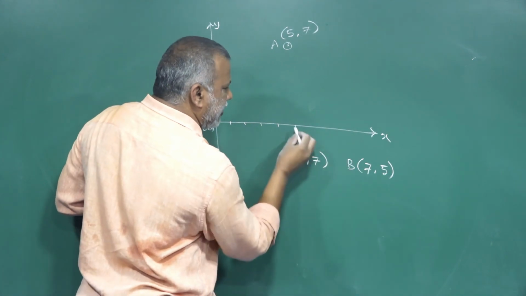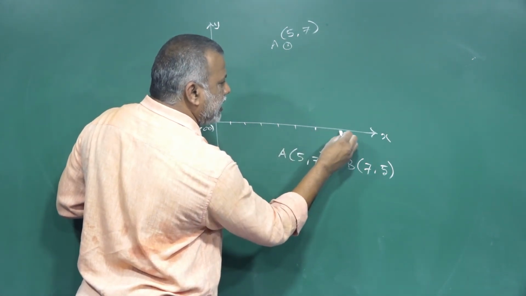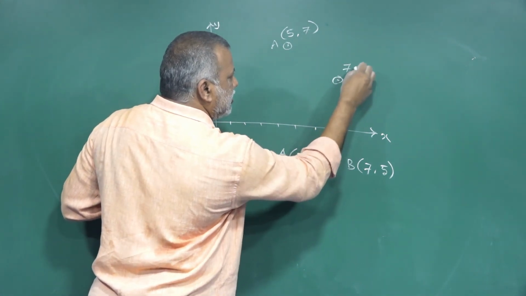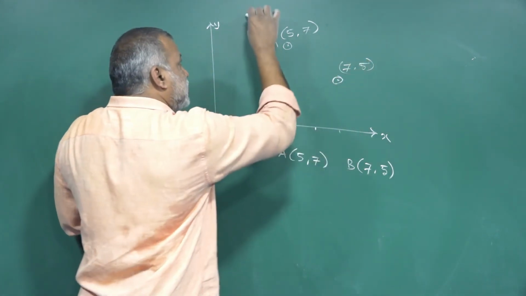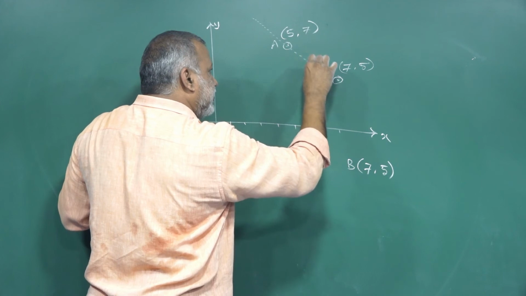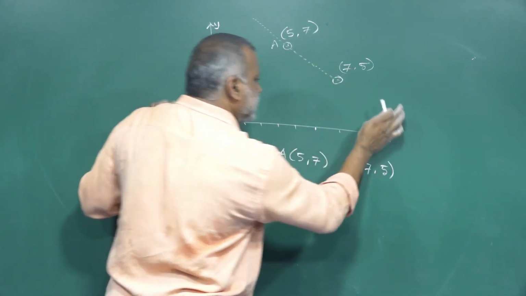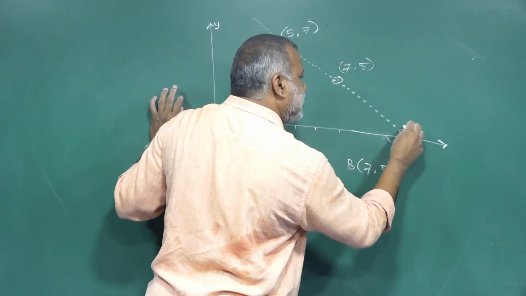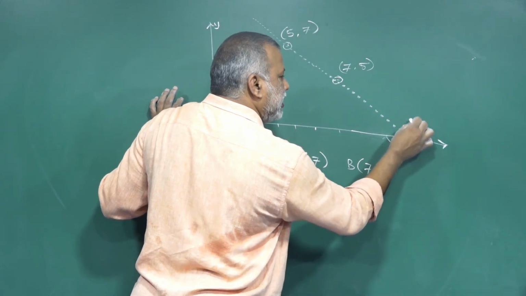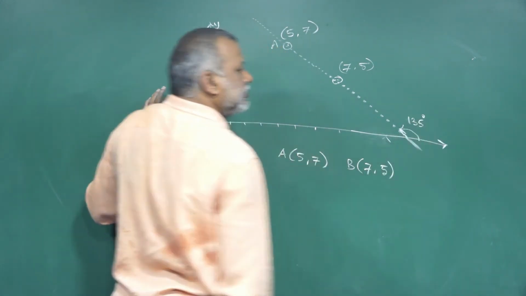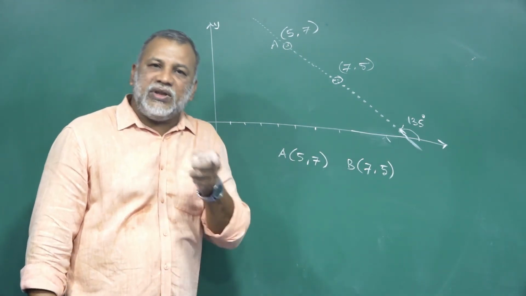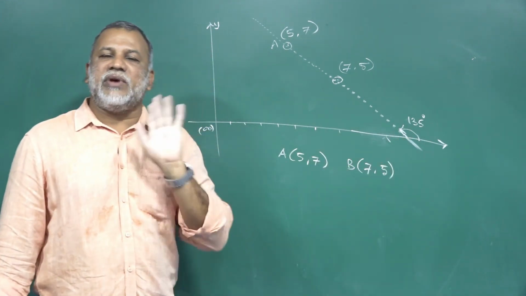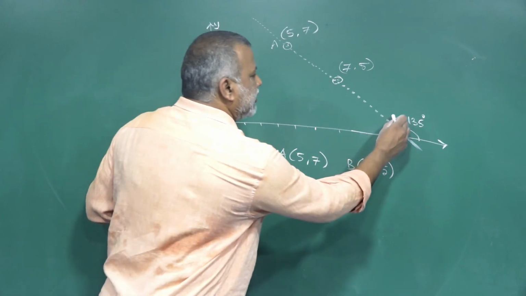Then another one is 7, 5. After this, 2 units, say 7 here, and 5 means less than this one. Say this is 7, 5. Suppose we join the 2 points, it makes an angle theta. Just now I explained that theta here is 135 degrees, an obtuse angle. What is the meaning of angle of inclination? The straight line makes an angle with the positive direction of the x-axis. Here theta equals 135 degrees.